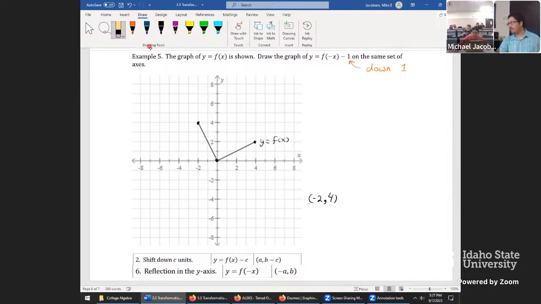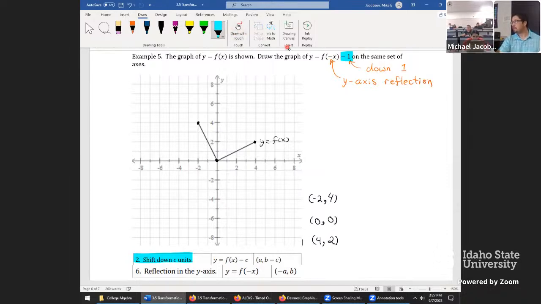There's a little button on my digital pen that I always have to remember not to press or weird things happen. Our next point is at coordinate 0, 0. And our final coordinate is at 4, 2. So we have 2 transformations that we're going to do. First one is we're going to shift down by 1. And the next one, that I forgot to put a note in, is that's going to be a y-axis reflection, only because of the negative right here.